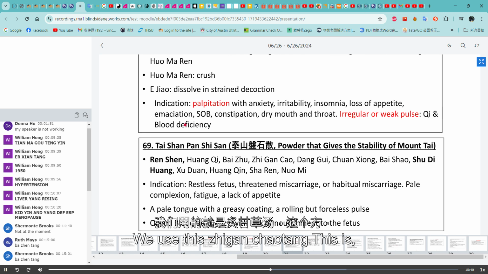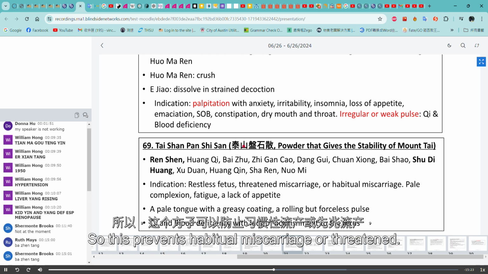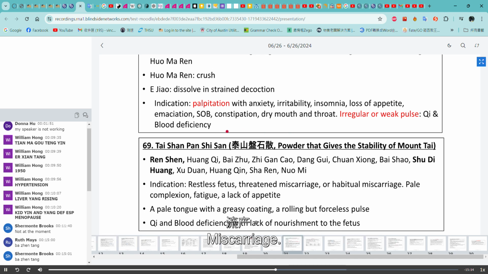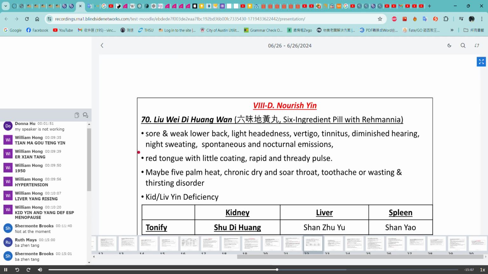Taishan Panshi San. So yeah, this is Bazhentang here minus Fuling, and herbs to help benefit the fetus, right? Duzhong, Huangqin, Sharen. So yeah, this is what prevents habitual miscarriage, threatened miscarriage. So that is a qi and blood deficiency and insufficiency again.